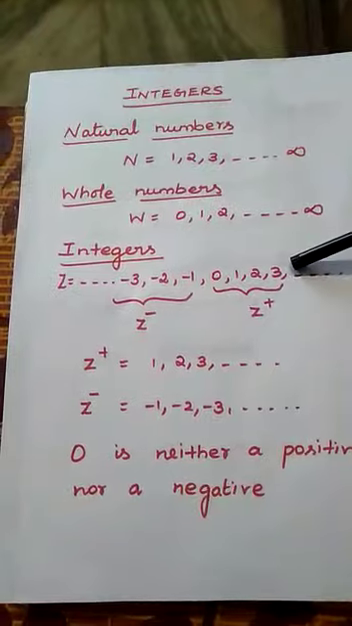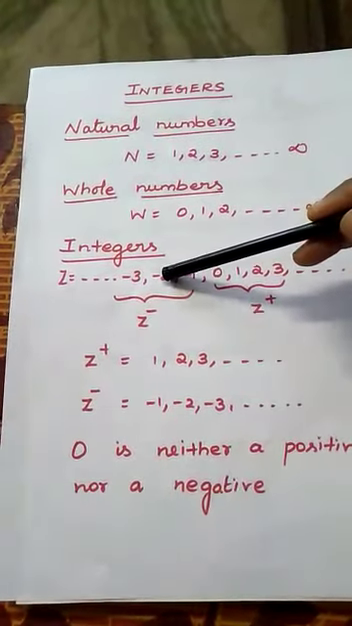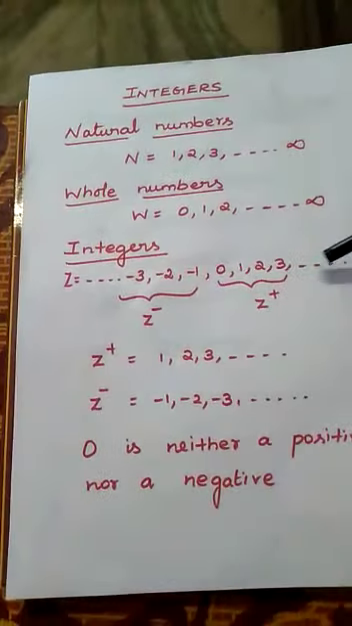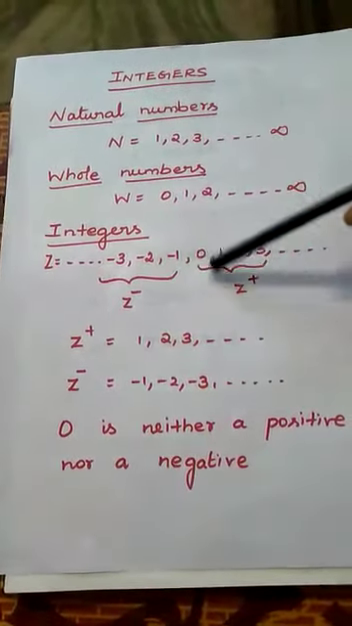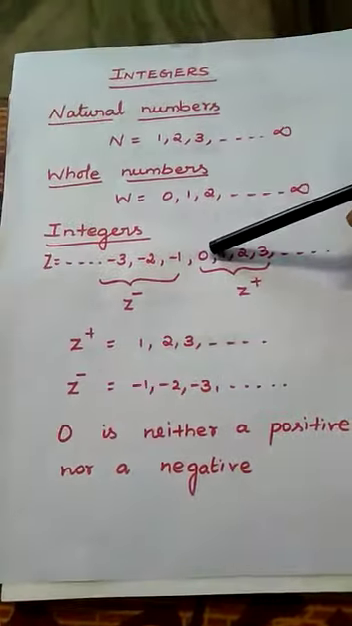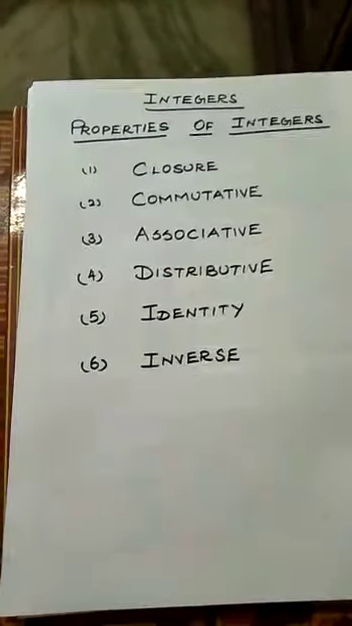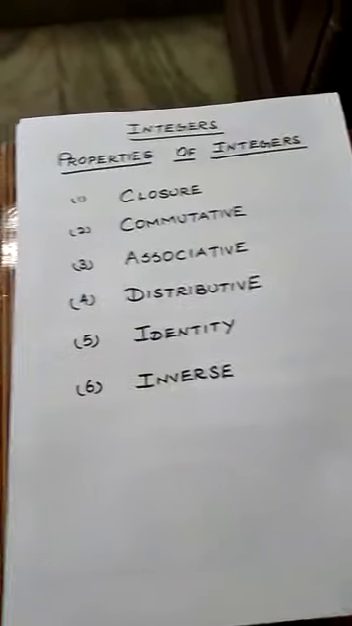Z plus is positive integers, Z minus is negative integers. On the right hand side all the values are positive, on the left hand side all the values are negative. 0 is neither positive nor negative. 0 is a helping number only. Okay. The next one, properties of integers.